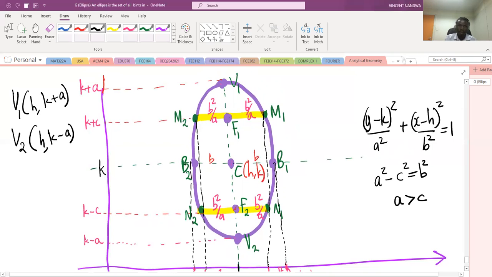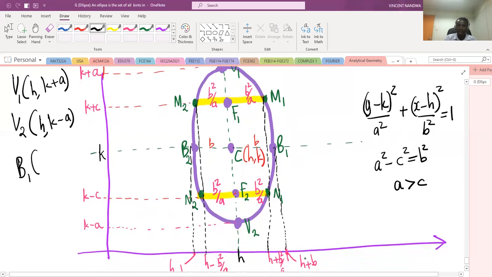Now, let's go to the co-vertices. So B1 will be given now. This way I have B1. So x value is h plus b, comma, y value is k. So h plus b, comma, k. And B2, you see here, x value is h minus b, then y is k. So h minus b, k.